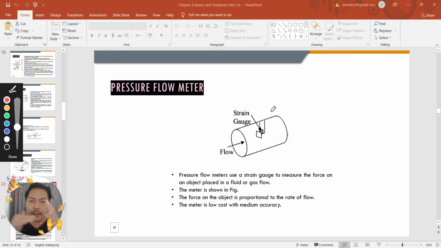So the force that is applied to the strain gauge is proportional to the rate of flow. The higher the flow, the higher the force on the object. The pressure flow meter is relatively low cost. However, it has a slight disadvantage: it only has a medium accuracy to measure the flow rate.